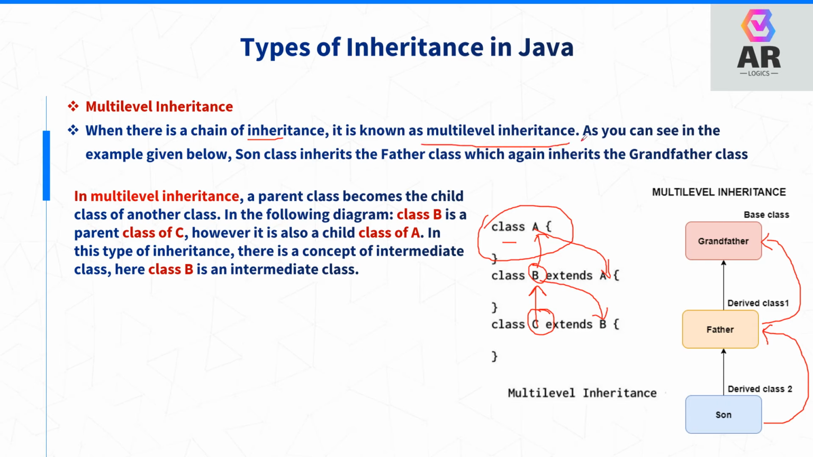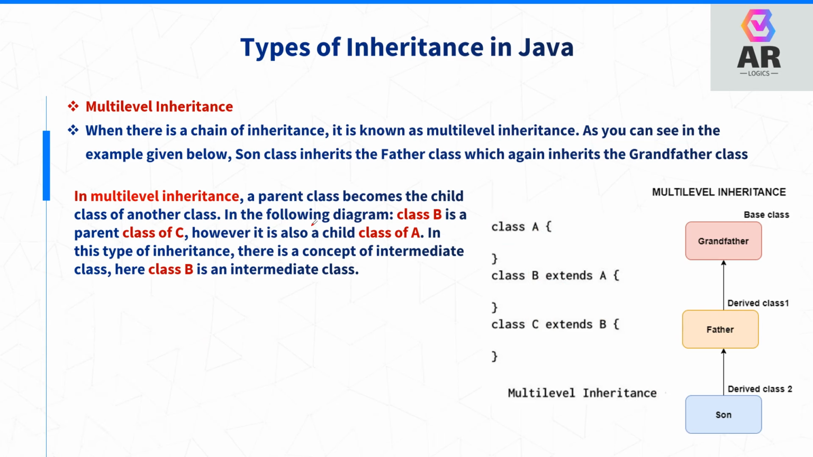When there is a chain inheritance, it is also multi-level inheritance. As you can see in this example below, the son class inherited from the father, and again the father from the grandfather. Chain relationship, one-to-one. In multi-level inheritance, the parent class becomes the child of another class. This is the diagram you can follow. Now we can go there and get clarification with an example.